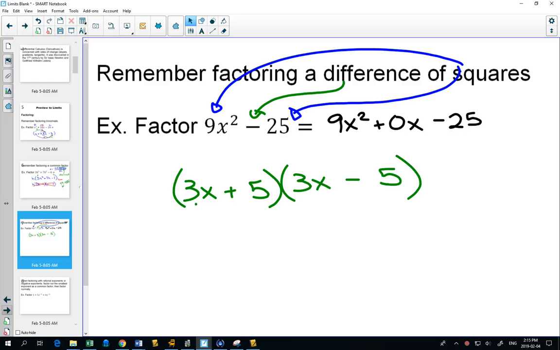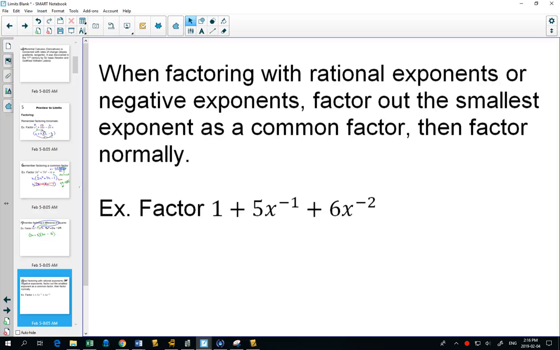So now let's look at something a little bit different. Let's factor with some negative exponents. This you have not done before. So you've got 1 plus 5x to the negative 1 plus 6x to the negative 2. And you want to factor it. Okay? Why do we factor things? Well, we factor things because sometimes you have an equation like this equal to 0, and you want to find out what value would make that equal to 0.